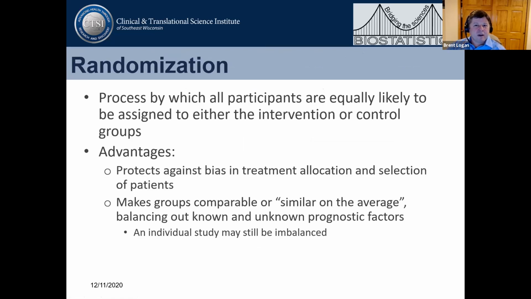So what does randomization mean? Randomization is the process by which all participants are equally likely to be assigned to either the intervention arm or the control group. The advantage of randomization is that it protects against bias in the treatment allocation and in the selection of patients, and makes the groups similar or comparable on the average, and balances out both known and unknown prognostic factors. Now, you may still see imbalance in any individual study, especially if it's a smaller study, on certain characteristics, but that doesn't mean that the randomization was done wrong. It can just happen by chance sometimes.